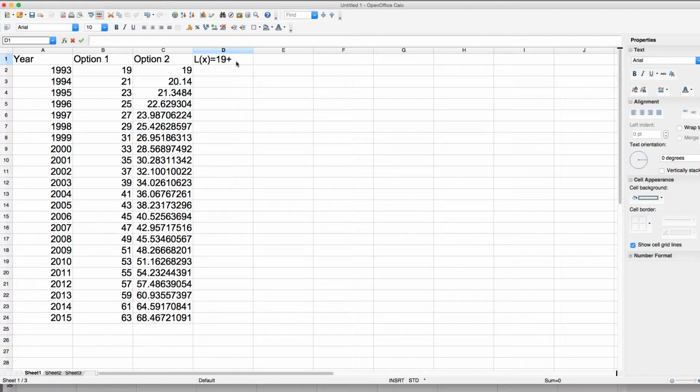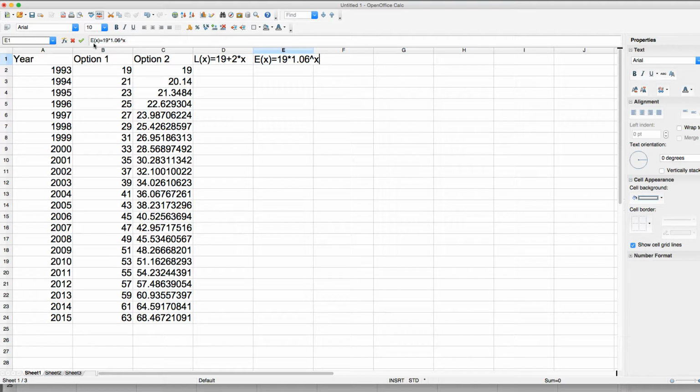And our E of x is going to equal 19 times 1.06 raised to the x. Okay. I just double clicked on the boundary to expand that.